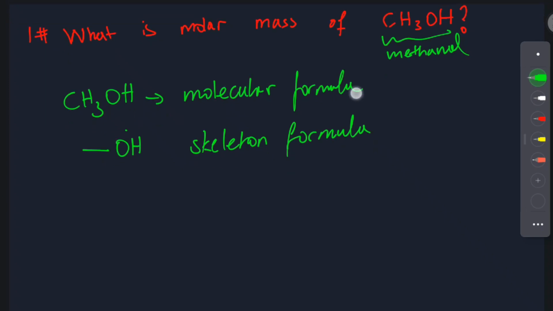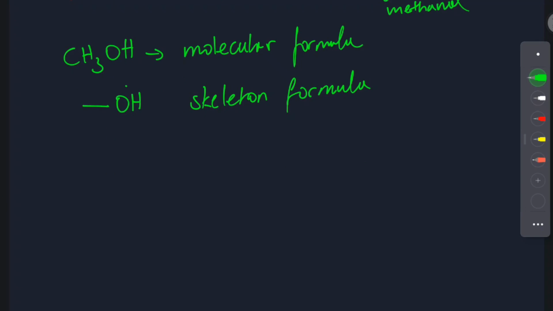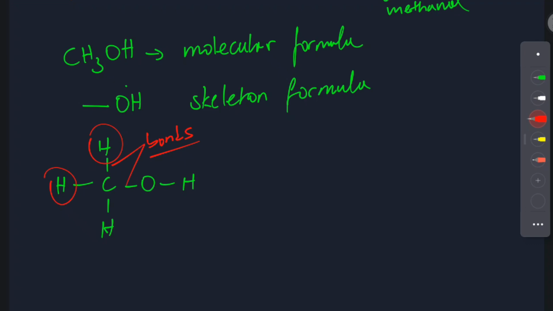And the third formula type is the structural formula, where we write all the elements and we show the bonds. Lines represent the bonds. These are the bonds. And we show the elements also in the structural formula.